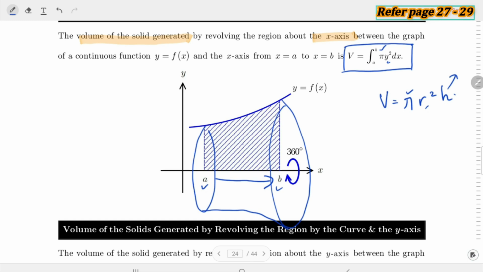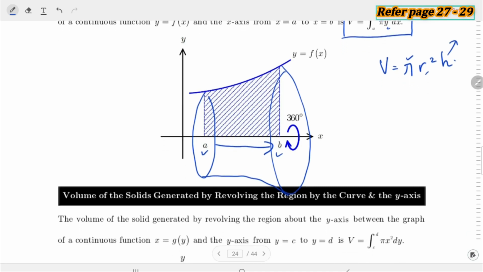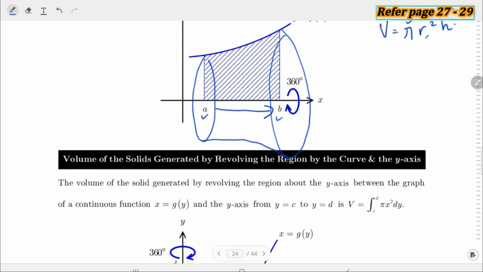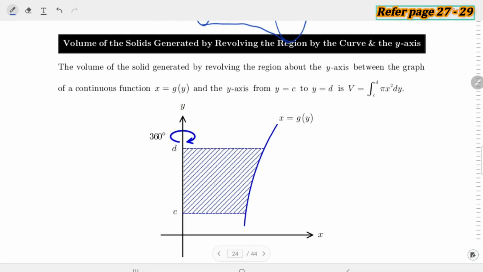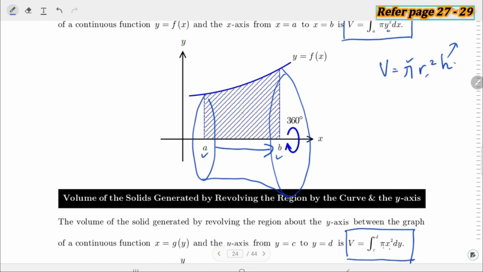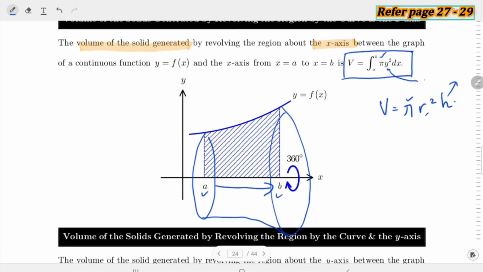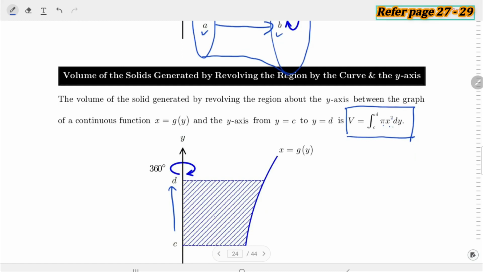Rotated about the x-axis. So please memorize this formula. And the same goes when the volume is rotating about the y-axis. So when we go here, we see the formula is V equals the integral from C to D of pi x squared dy. From these two formulas, the difference is only in the function. Y here means a function of x, while below here is x, which is a function of y.